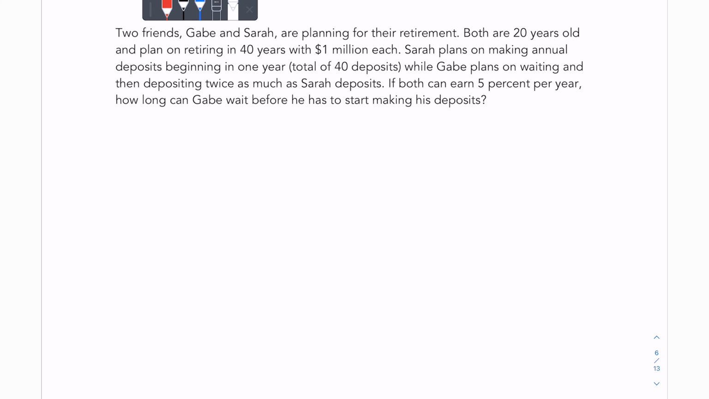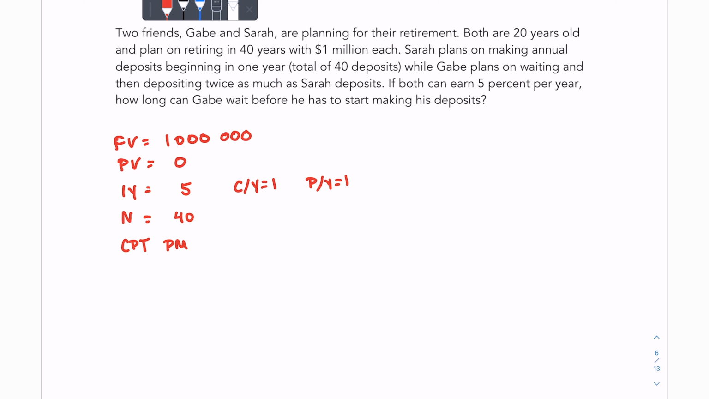So for this one, I would start by figuring out how much Sarah is going to deposit. So we know that she's going to end up with a future value of 1 million. She's starting with nothing, so the present value is 0. The interest rate is 5%. And for this, it's important that your CY and your PY are both set to 1 because we're not trying to use them in this question. And she's making annual payments, so a PY of 1. The compounding is not mentioned, so we'll make sure that's set to 1. N is 40 because she's going to make 40 payments. Compute PMT.